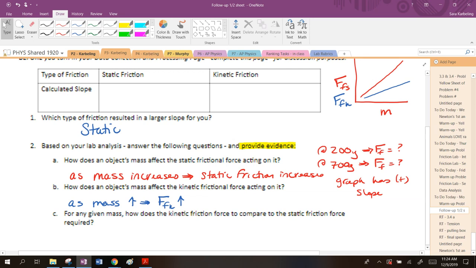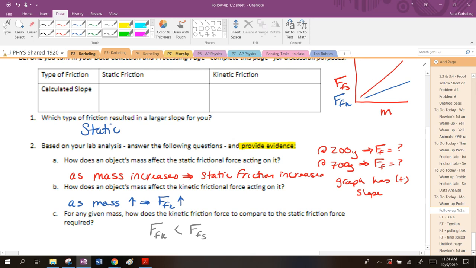I know, that's what I'm asking. To be part of the conversation. For any given mass, how does the kinetic friction force compare to the static friction force? It's less. Indeed it is. The force of kinetic friction is always less than the force of static friction.